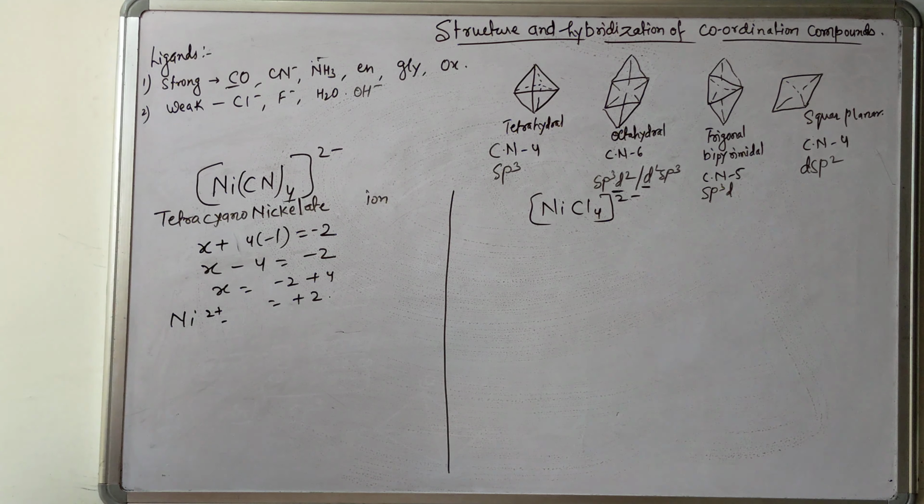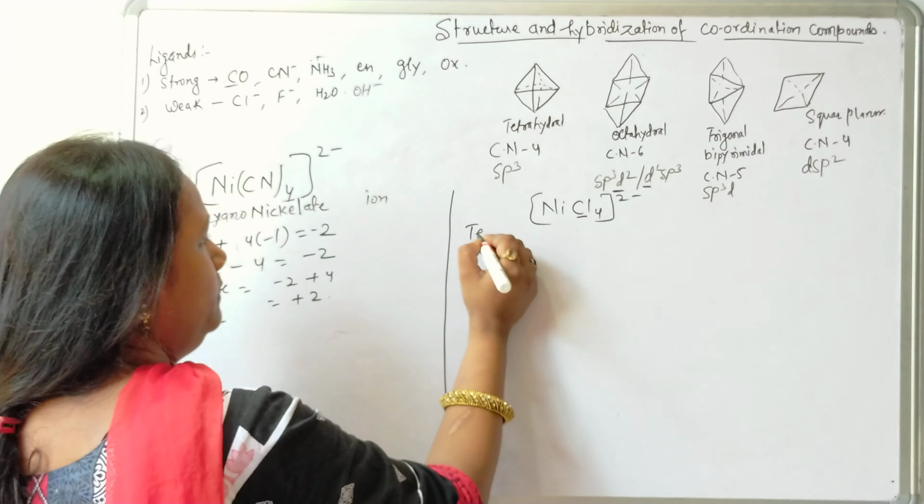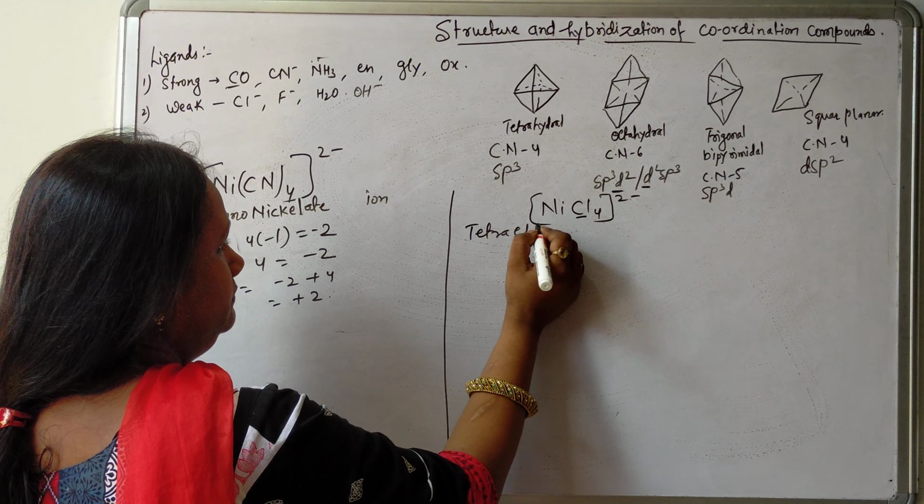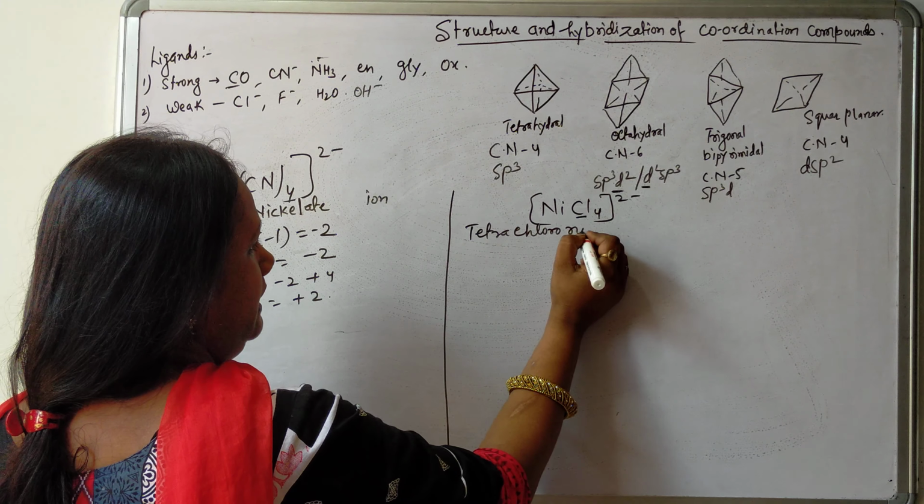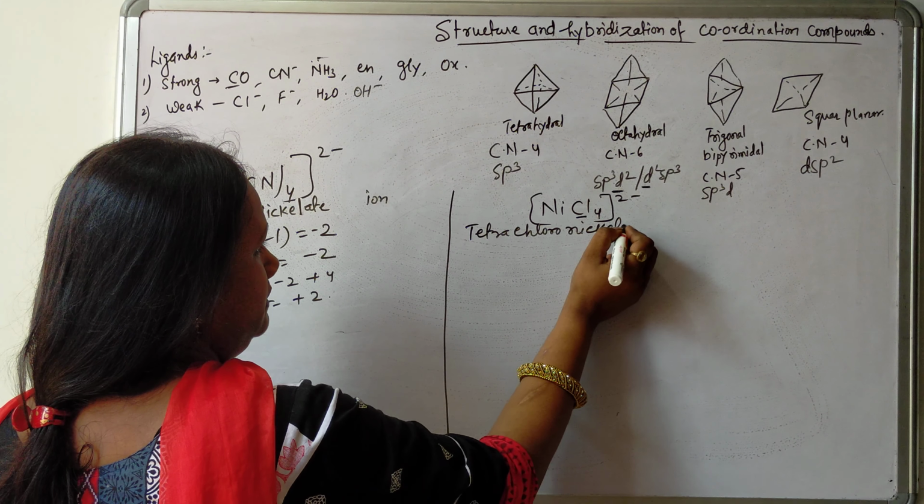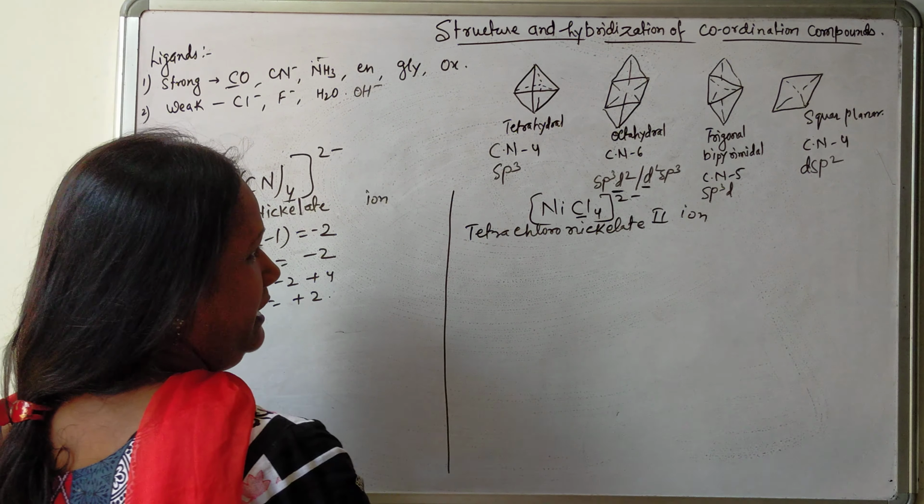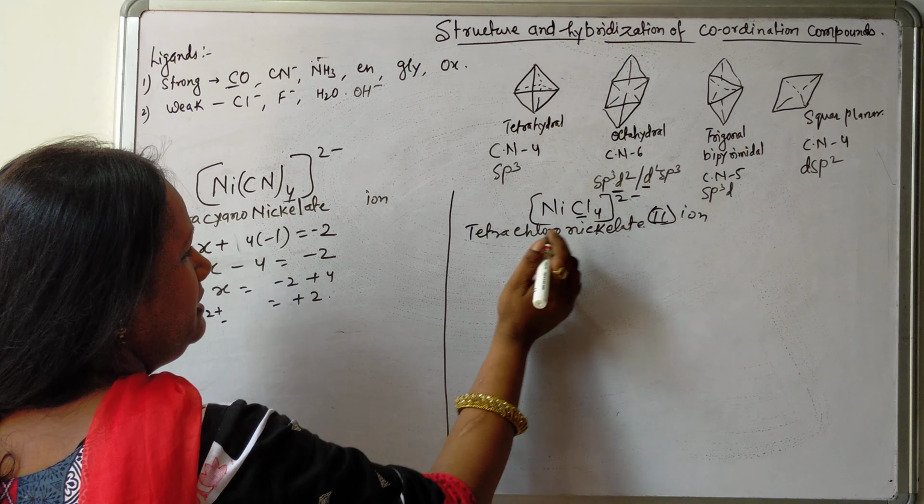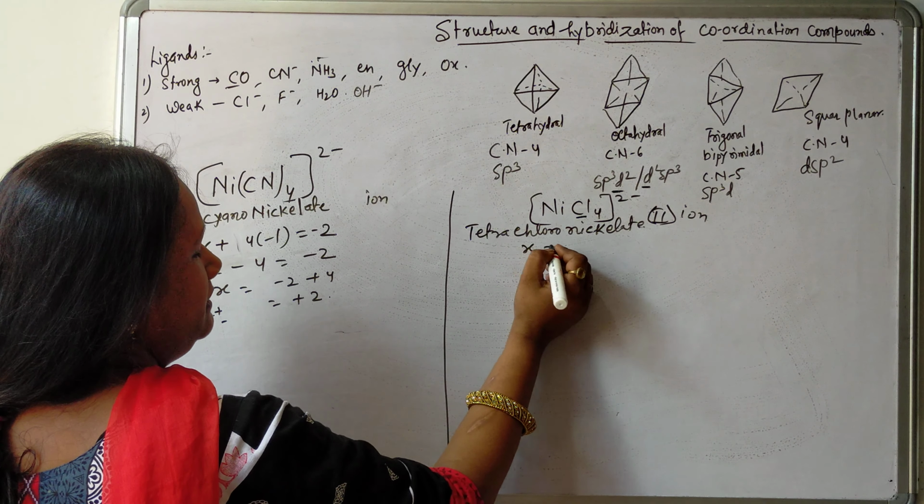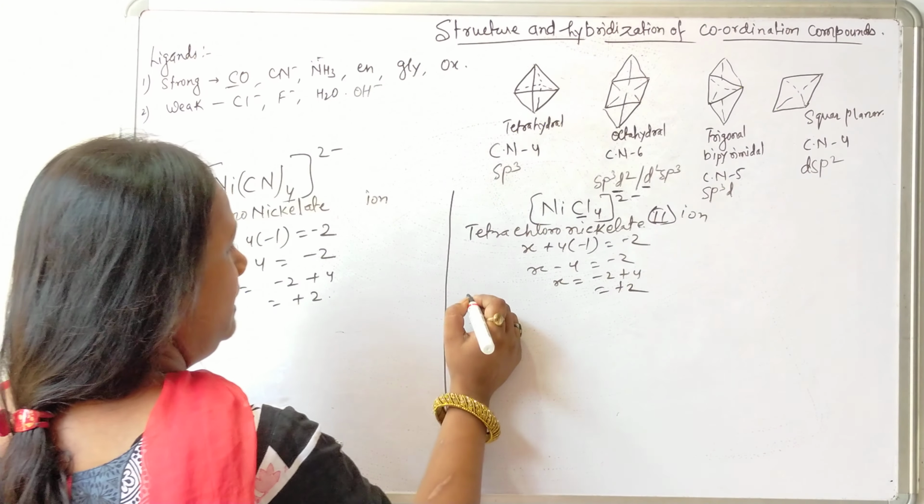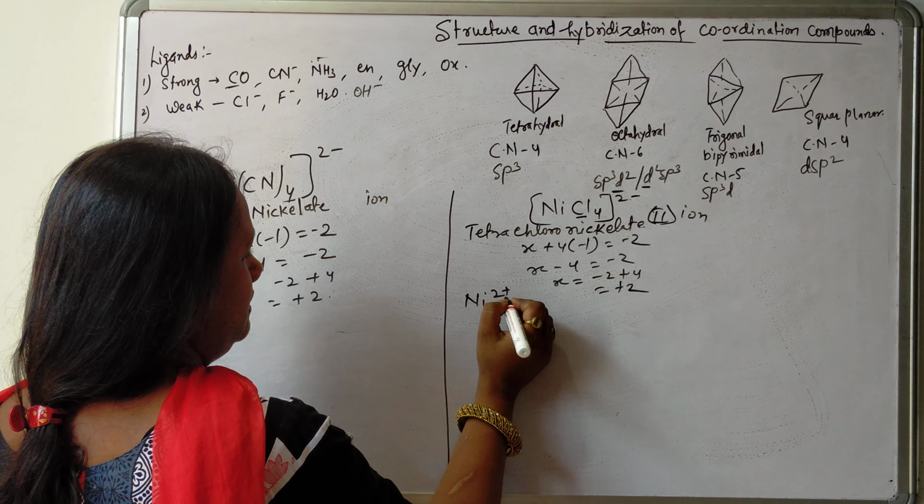Cl. What is the name of this? Tetrachloronickelate(II) ion. As in the previous example, nickel x plus 4 times minus 1 is minus 2. x minus 4 is minus 2. x is minus 2 plus 4, plus 2. Here, nickel is also getting the plus 2 oxidation state.